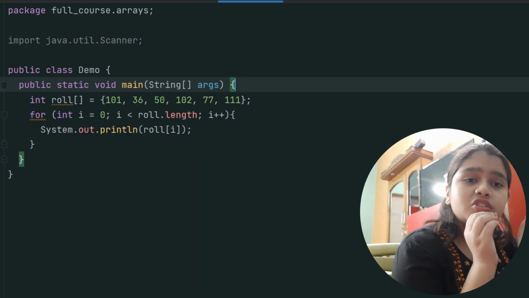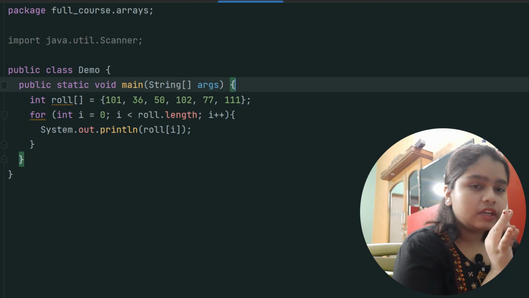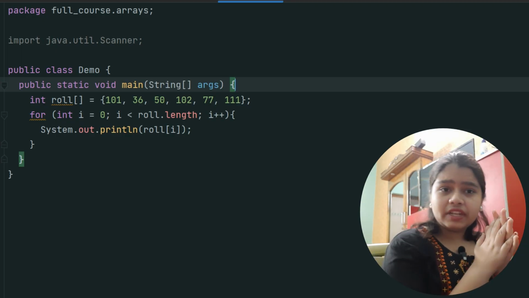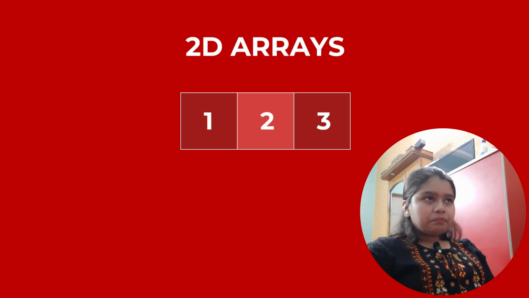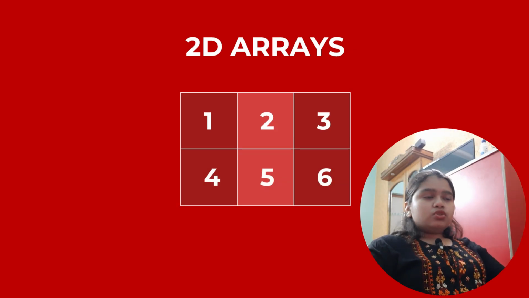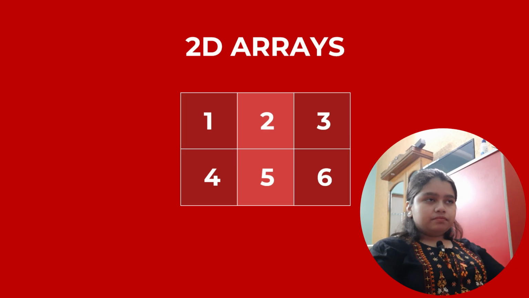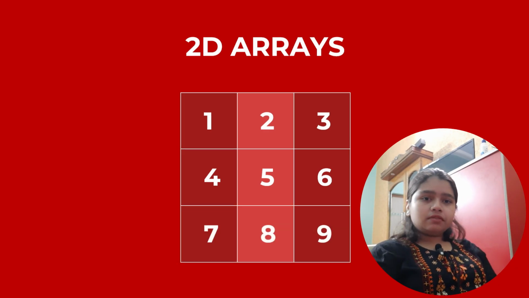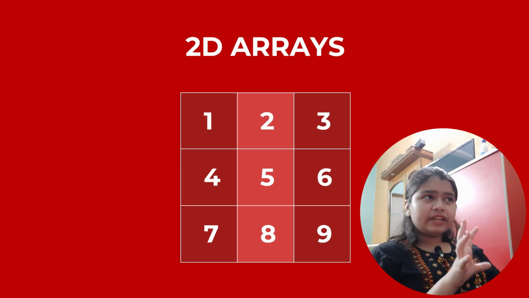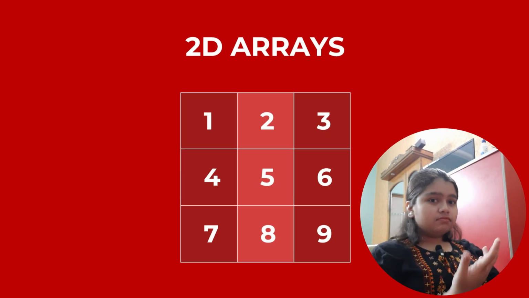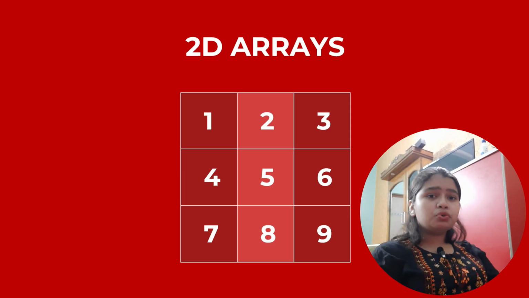Now we just talked about a 1D array. Have you ever heard of 2D arrays? See, right over here, this is an array. It has 3 elements, 1, 2 and 3. I just added one more array, 7, 8, 9. Do you see something very familiar in this? Does it look like a table to you? Yes. Does it look like a matrix to you? Yes.